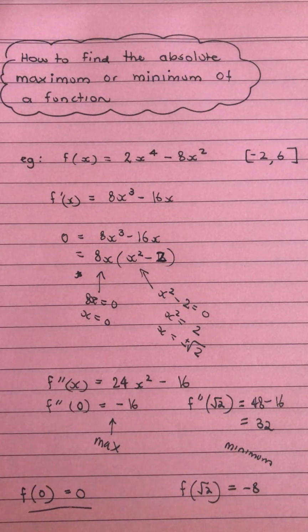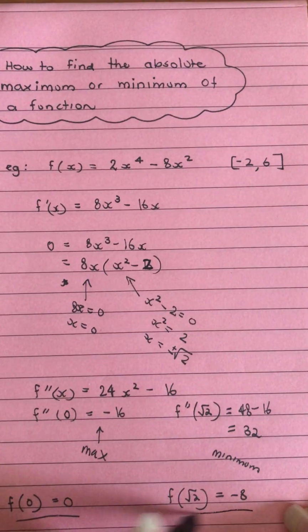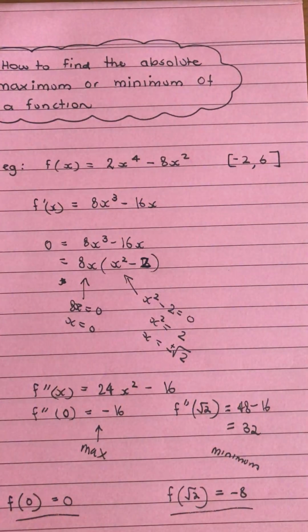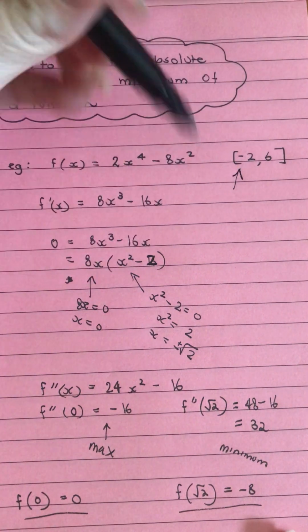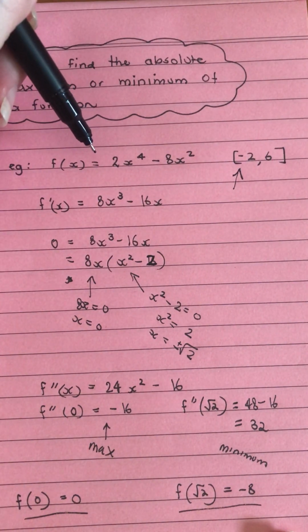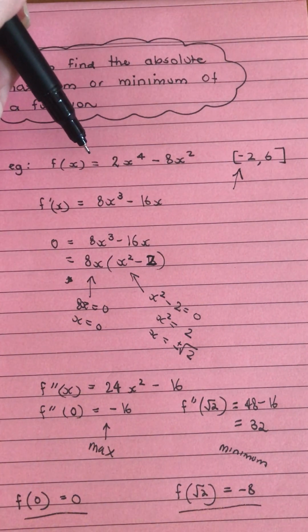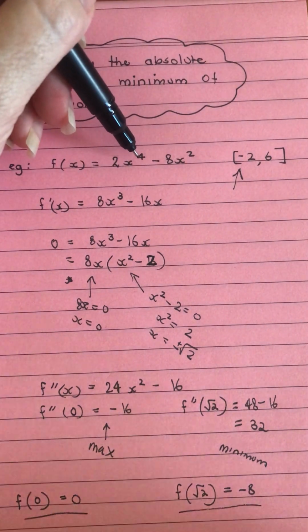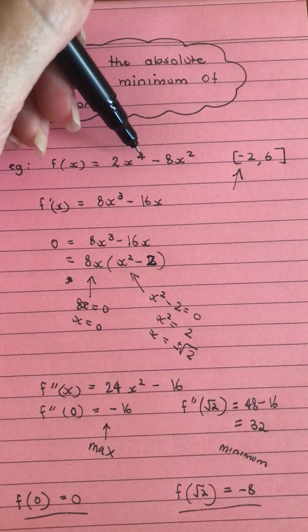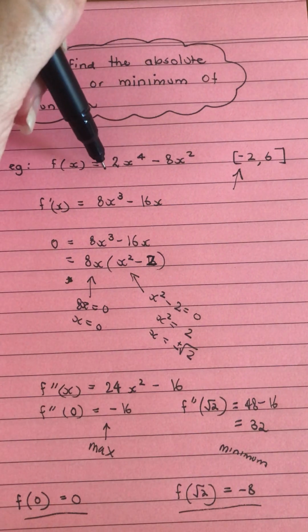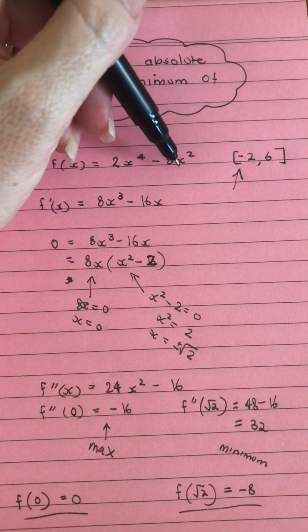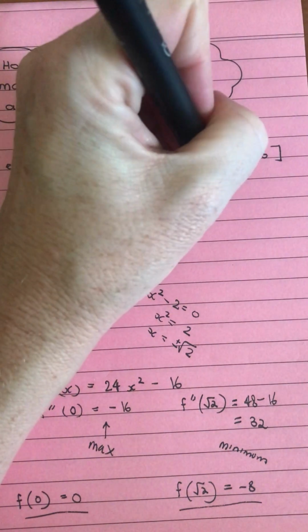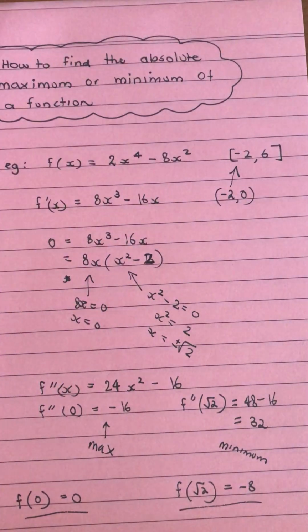But like I said, we can't stop there because we do have to check our domain. And when we sub that in, what are we going to get? So when we sub our negative 2 into our original equation, that's going to give us 2 to the power of 4 is 16. Well, negative 2 to the power of 4 is still going to give us 16. Timesing by 2 gives us 32. And then when we square negative 2, we get 4. Times 8 is 32. 32 take 32 is 0. So we've got negative 2, 0 there.